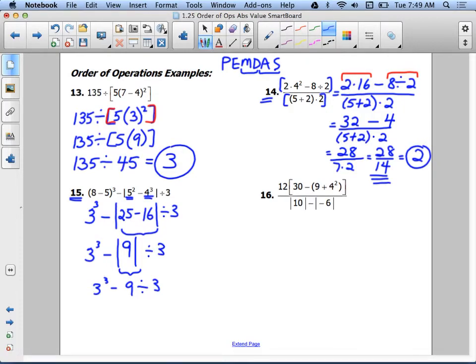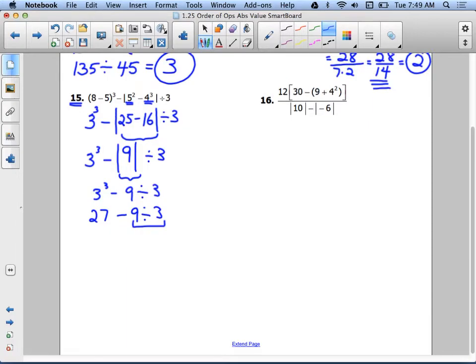Now we'll move on to the exponent. 3 cubed is 27. We'll bring down our minus 9 divided by 3. The next thing we'll do is our division here. We're not going to do the subtraction first, the 27 minus 9, because addition and subtraction come after multiplication and division. 27 minus 3 is 24. And that's the answer to example 15.